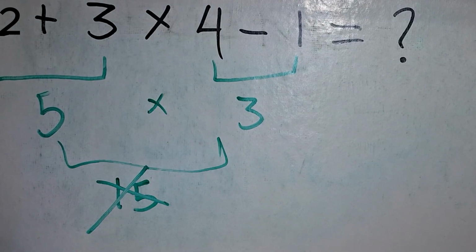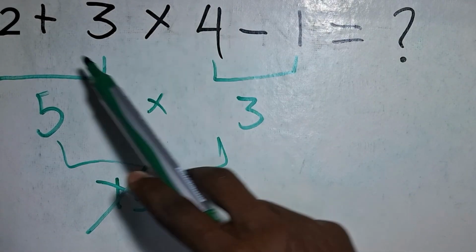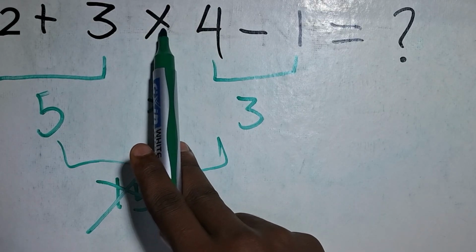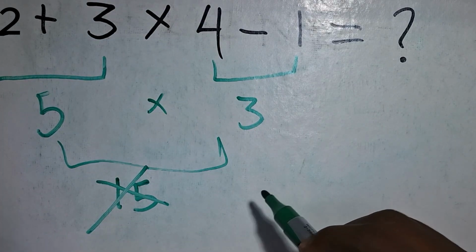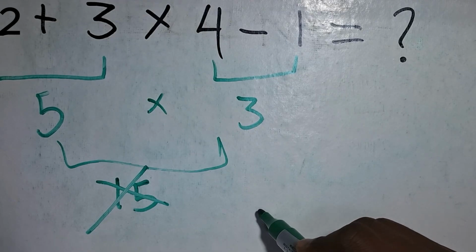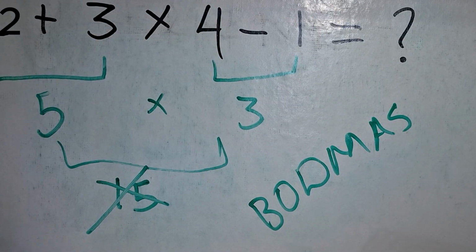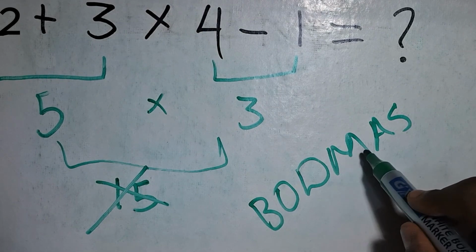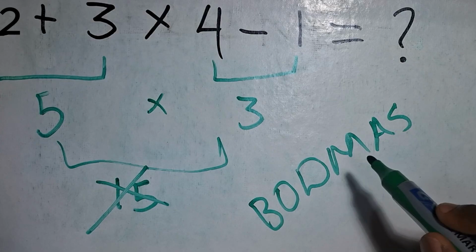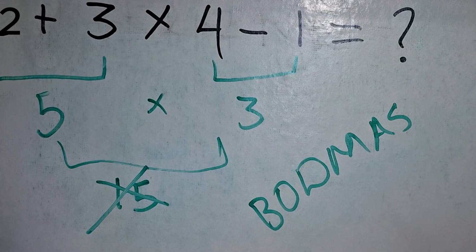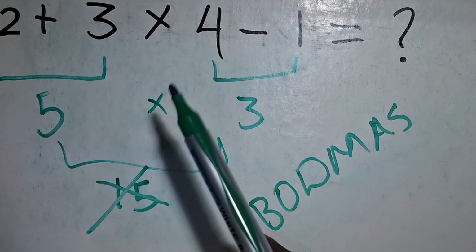Why? Because we have given the first priority to addition and subtraction rather than multiplication. So in maths we have a rule so-called BODMAS, which stands for bracket, order or division, multiplication, addition, and subtraction. This rule is a hierarchical mathematical calculation rule for mathematical operations, especially division, multiplication, addition, and subtraction.